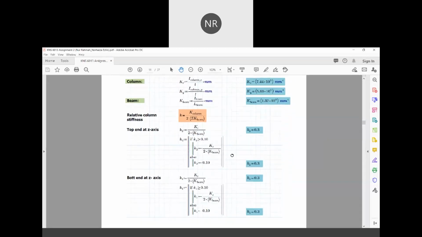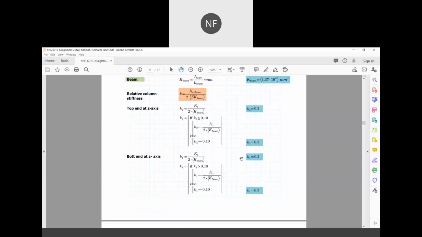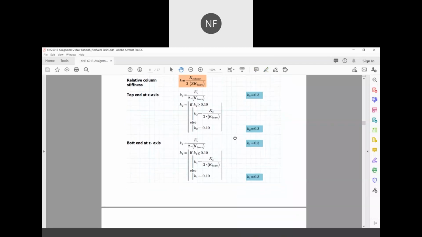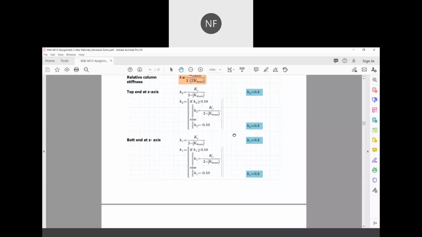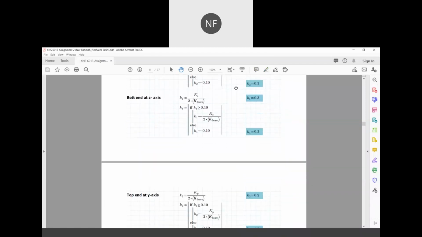So here is the calculation for the relative column stiffness, where the top end and the bottom end for both Z and Y axis are being chosen when the value is greater from the comparison.